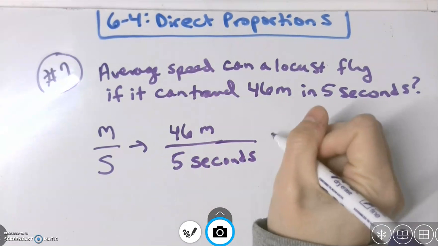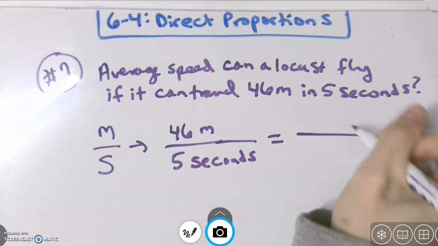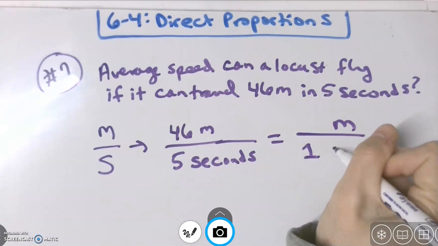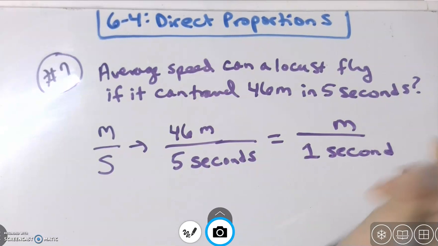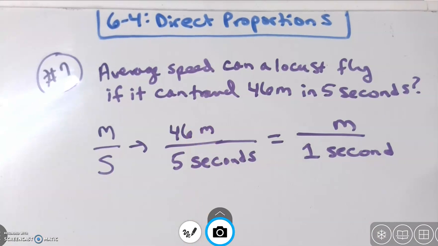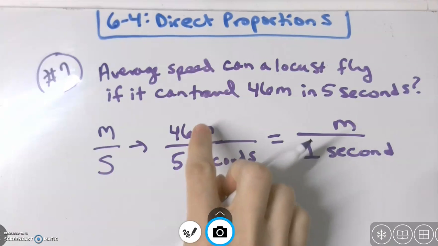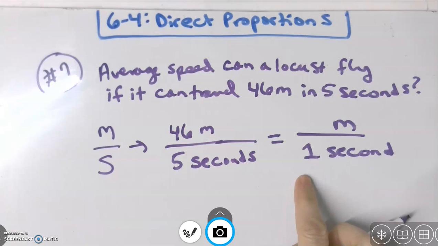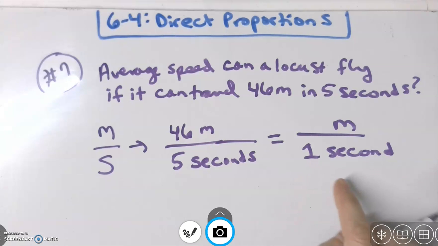We want this equal to what? How many meters per second, per 1 second? That's the unit rate. All we're doing, you guys, is dividing 46 divided by 5. That's all that's happening here for these problems. But to prove this to you, if you set this up as a ratio, meters per second equal to meters per second, I have 46 meters for 5 seconds. It's asking you at what average speed can a locust fly? An average speed is just a unit rate. You're just dividing 46 divided by 5.